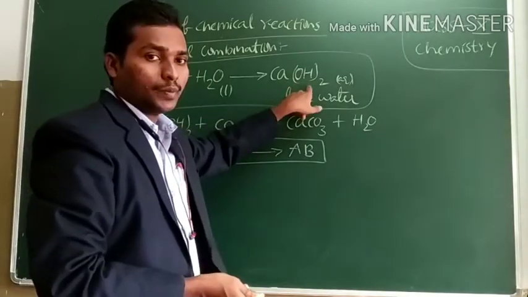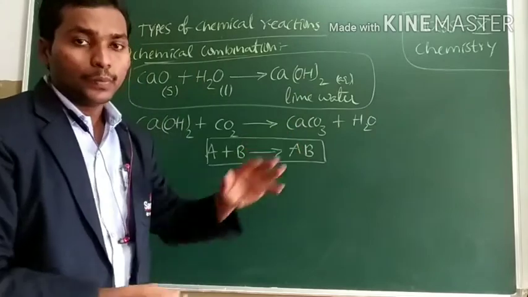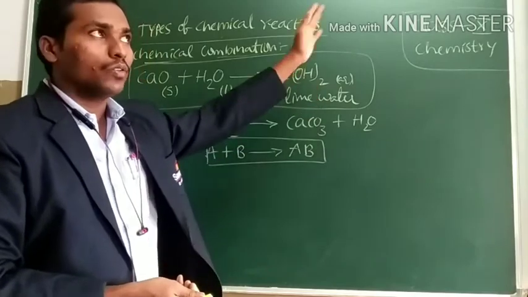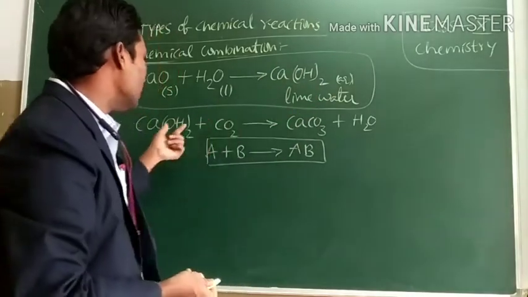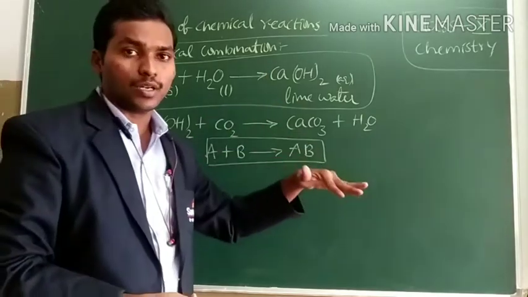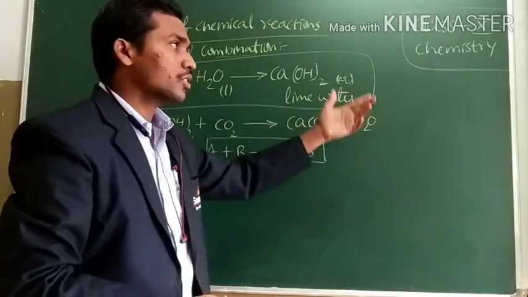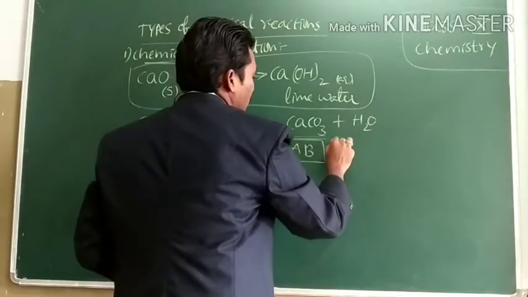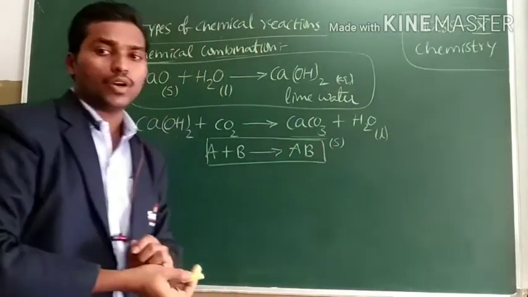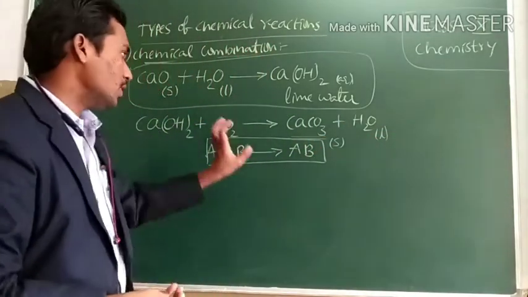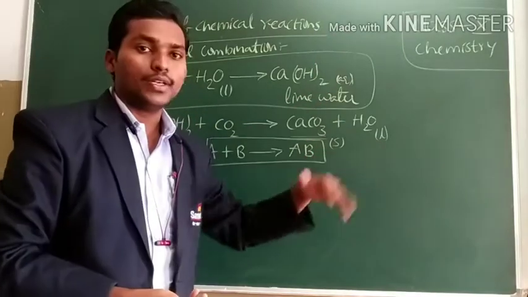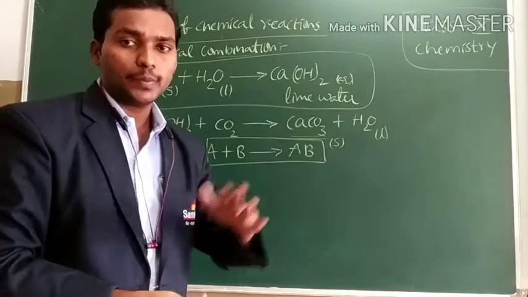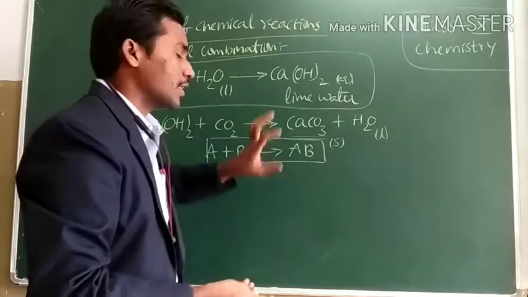After formation of slaked lime, it is used to paint walls. When we paint walls with the white paint, this slaked lime slowly reacts with atmospheric carbon dioxide. Then it turns into a milky white substance called calcium carbonate. It is a solid, and it also gives out water molecules or moisture. So this reaction is mostly useful in whitewashing walls or painting. In painting industries we use this reaction.